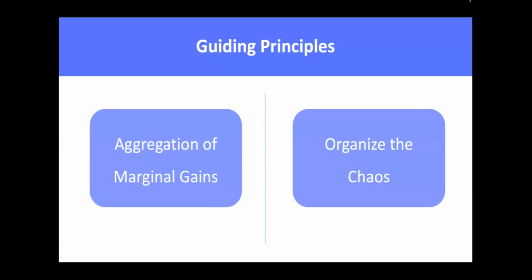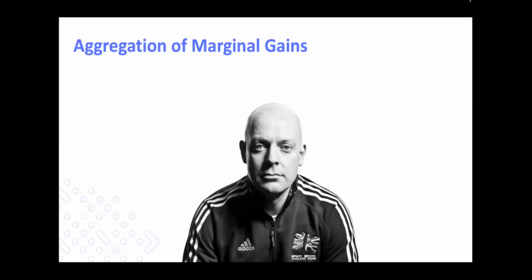Based off of our guiding principles, there's two things that I really want to focus on today. One is a principle called the aggregation of marginal gains, and the other is called organizing the chaos. These two core principles are what really drive the efficiency gains when we're using Oscar. So what's the aggregation of marginal gains? Those of you who may or may not know, this is Dave Brailsford. He became the head of cycling in Great Britain in 2003.